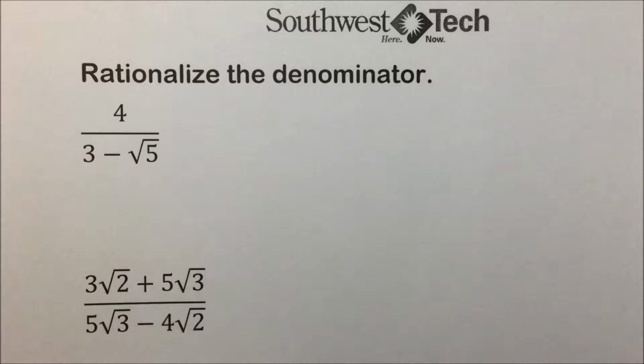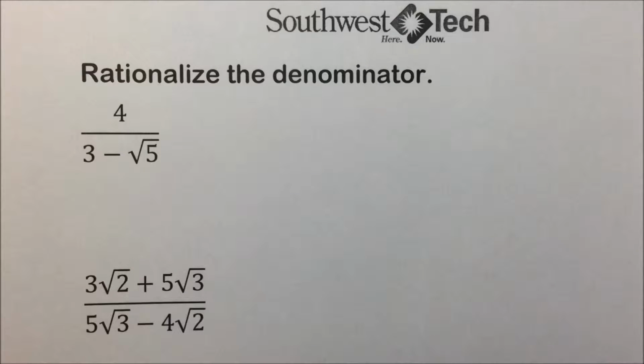Section 7.4, Rationalizing Denominators or Numerators with Two Terms. The use of conjugates allows us to rationalize denominators or numerators that contain two terms. So they're asking us to write an equivalent expression here with a rationalized denominator, which means we need to get rid of the radical or radicals in the second example.